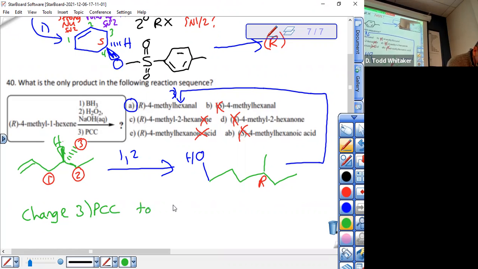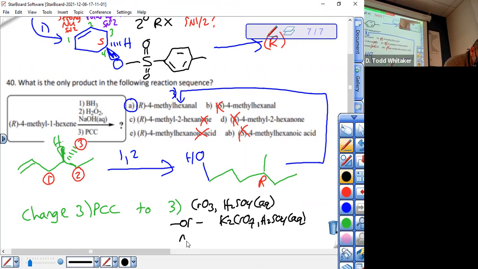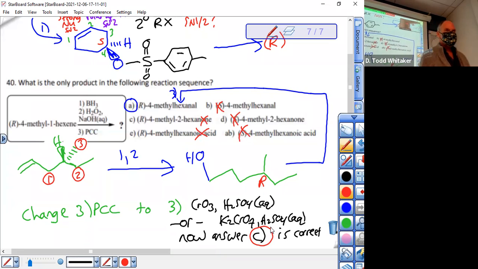And change 3, PCC, to 3, CrO3, H2SO4 aq, or K2Cr2O7, H2SO4 aq. Now, answer C is correct. That's how you make carboxylic acid from primary alcohol. There you go. We're revealing all the tricks.